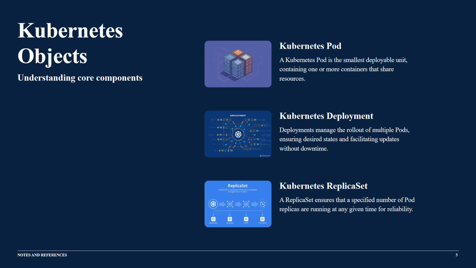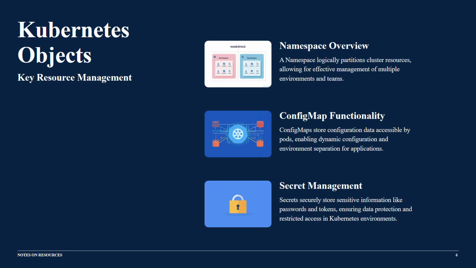Kubernetes replica set. A replica set ensures that a specified number of replicas are running at any given time for reliability. Kubernetes objects, key resource management. Namespace overview. A namespace logically partitions cluster resources, allowing for effective management of multiple environments and teams.